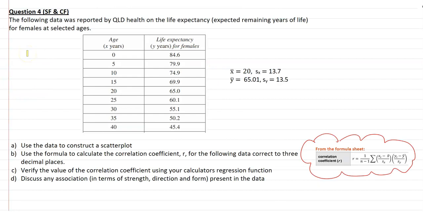Let's start by actually reading through what the question wants us to do in question 4. The following data is reported by Queensland Health on the life expectancy, so expected remaining years of life, for females at certain ages. You've been given a table of data here. Also to the side, you've been given a mean for your X or explanatory values, which are your age, and its sample standard deviation. And you've been given the mean for your Y or response variable and its sample standard deviation. And you have to use these values, as you can see within this formula on the formula sheet, to calculate the value of R.